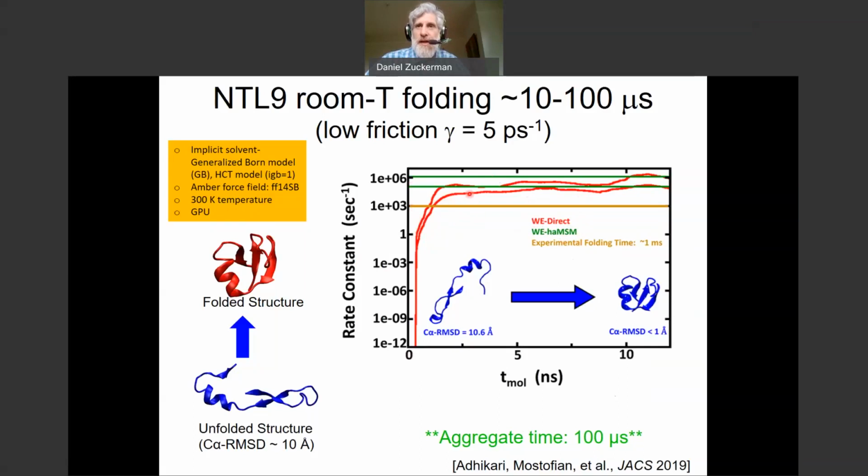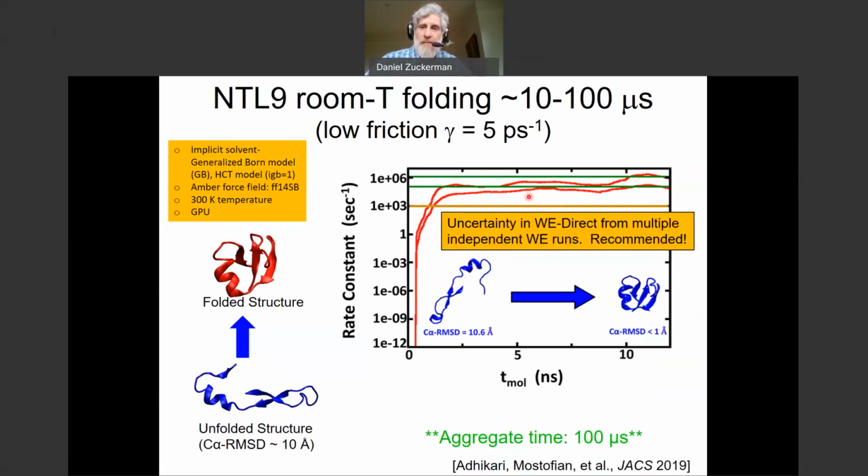What you see, which is reassuring, is that the red lines approach this green over time. And so those results are consistent if you can sample enough. Now, this was done under low friction condition, and that's, we believe, why there's a discrepancy between the experimental value and the value we estimate from simulation.